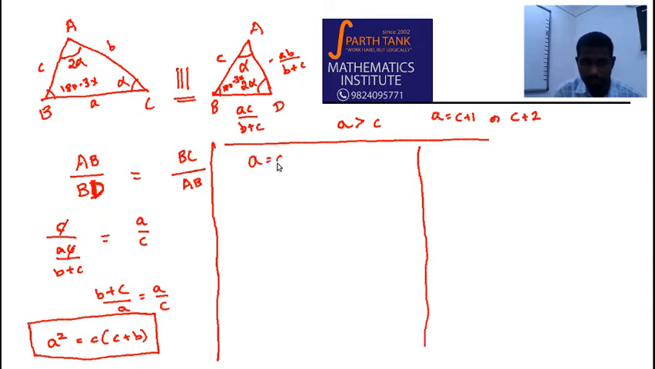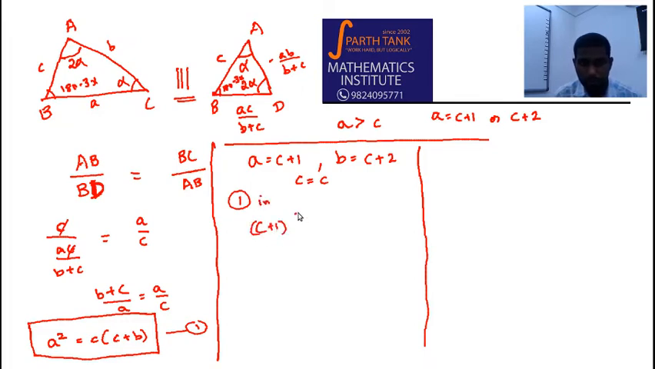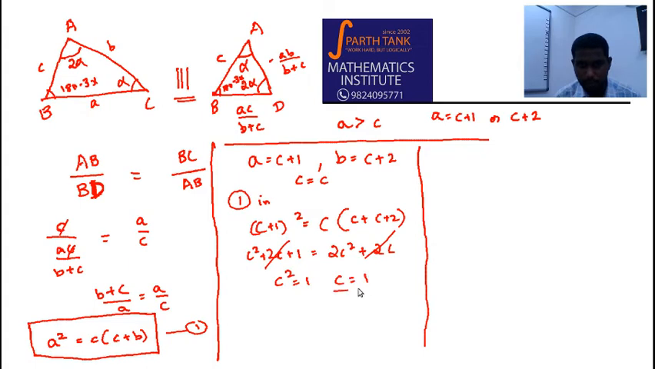If I say A is equal to C plus 1, then this would imply that B has to be the other, C plus 2, right? And C is C. Substitute these three in equation 1. So A squared, C plus 1 the whole squared, is equal to C into C plus B. C plus B is C plus 2. Now this would give me C squared plus 2C plus 1 is equal to 2C squared plus 2C. Cancel these and you get C squared is 1, C is 1.